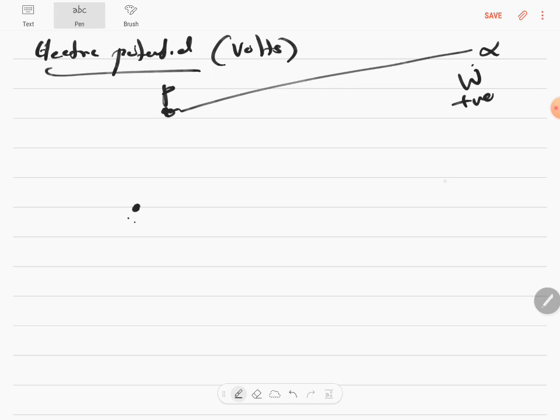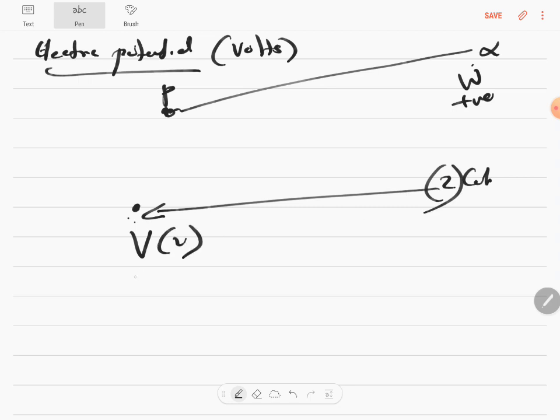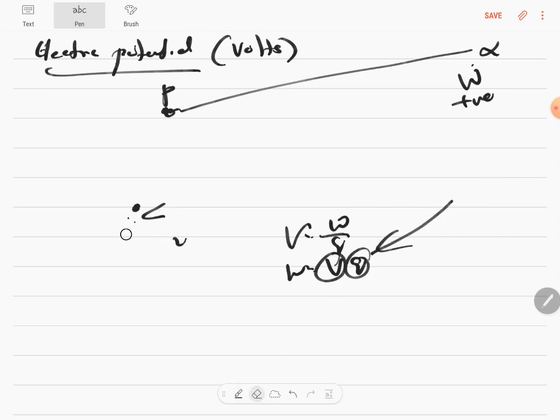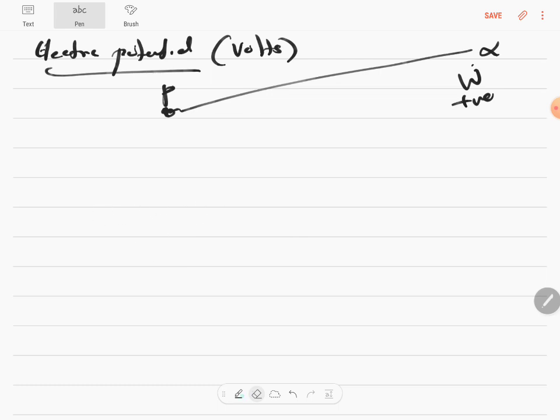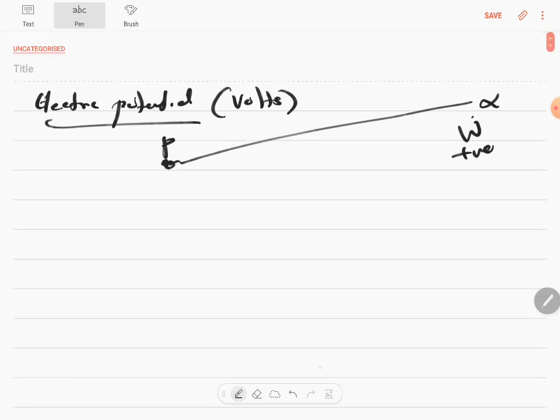And supposing you're bringing a 2 coulomb charge, the work done in bringing it here is this potential multiplied by this 2 coulomb. Because V is equal to W by Q, W is equal to V into Q. You have to take the potential and multiply it with the charge that you're bringing, and that will give you the work done. We'll come back to the potential energy and the work done later. So this is what is electric potential.